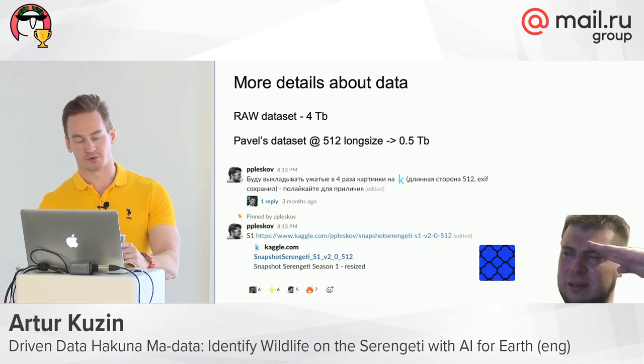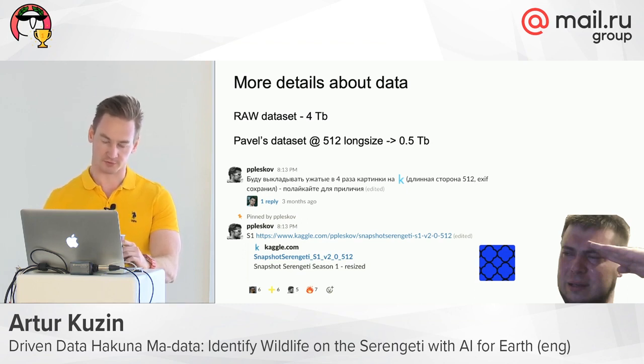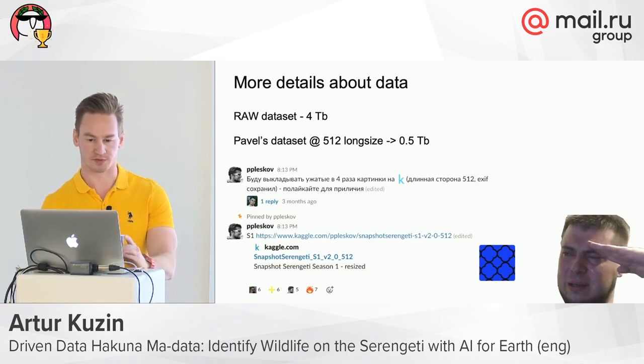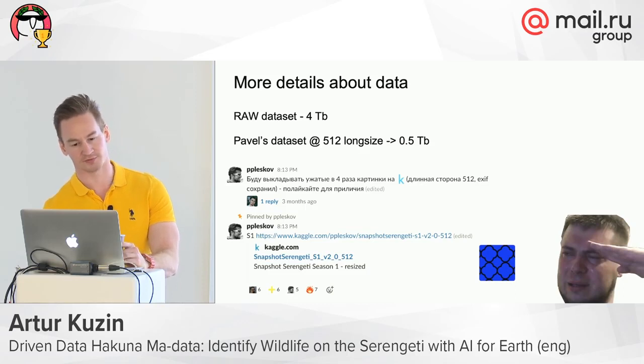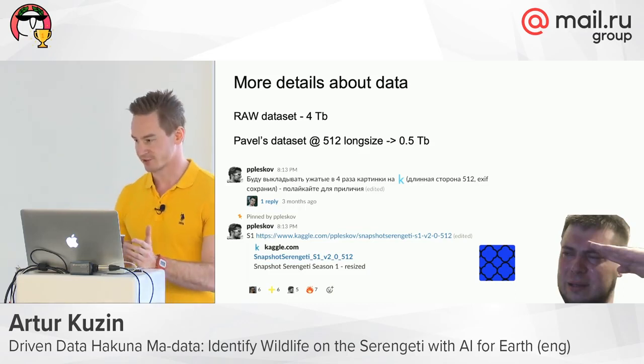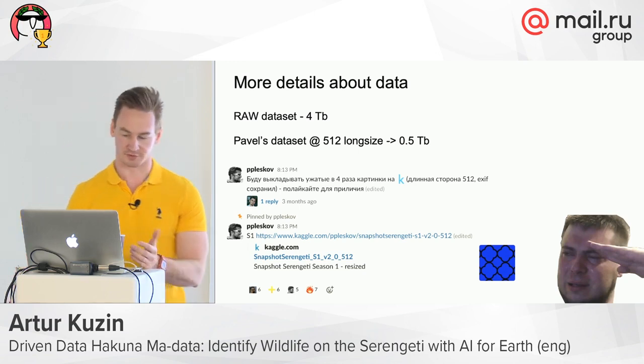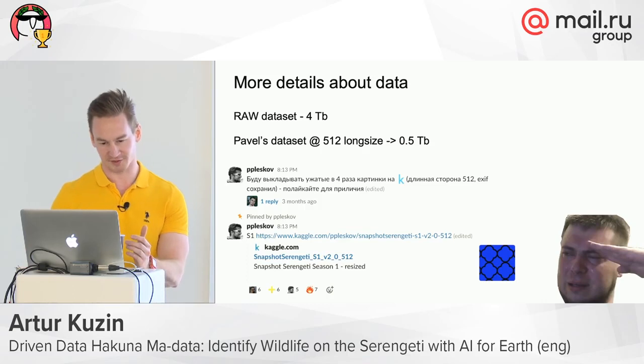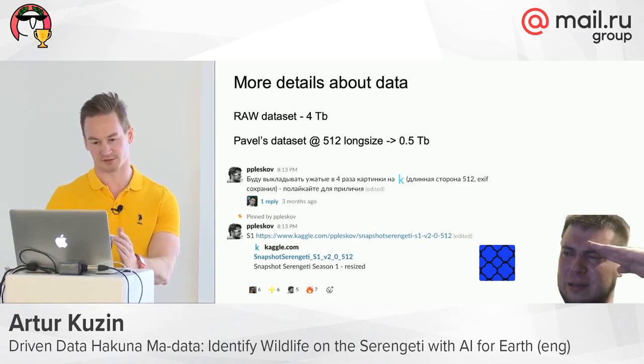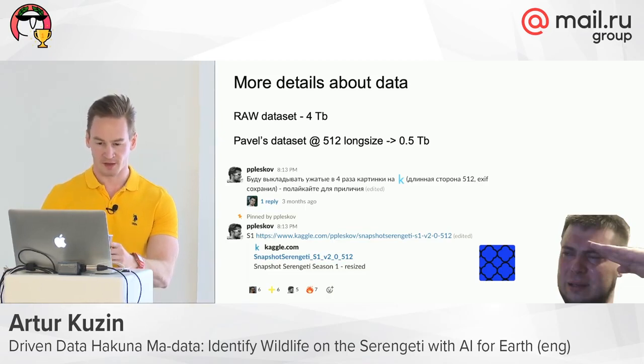The raw dataset was about 4 terabytes, so it was a pain to download the whole dataset. But Pavel Pleskov downloaded all of this data and reduced the size to about 0.5 terabytes just by compressing the images. It's not necessary to train on the whole image because it's very large, and 500 pixels on the large side is quite enough to train the model.